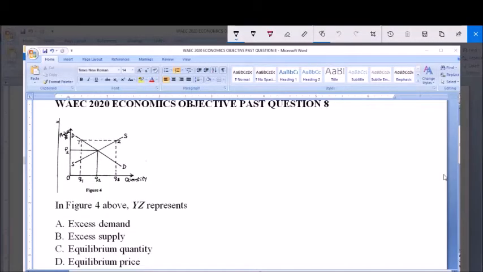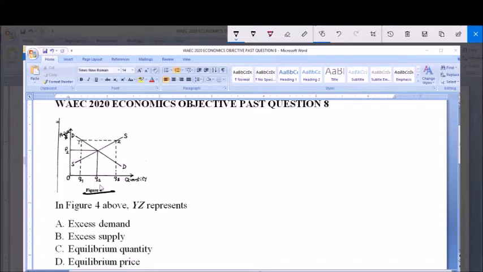Hello and welcome. I will be answering WAEC 2020 Economics Objective Past Question 8. So you have this figure represented here, and it is labeled as figure 4. Now in figure 4 above, YZ represents A. Excess demand, B. Excess supply, C. Equilibrium quantity, D. Equilibrium price.